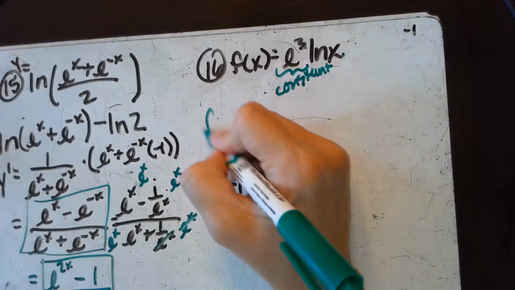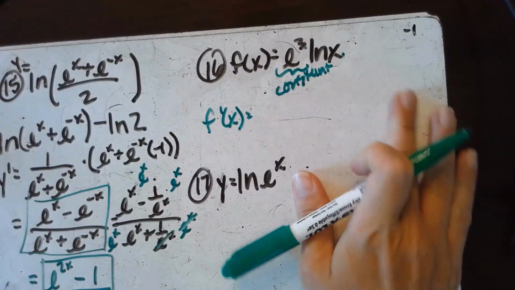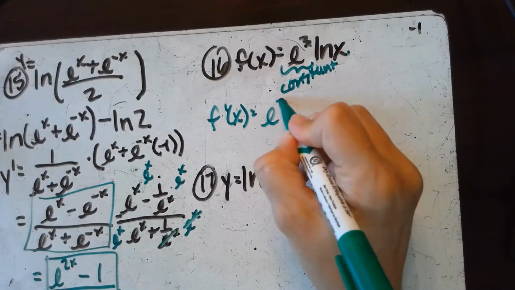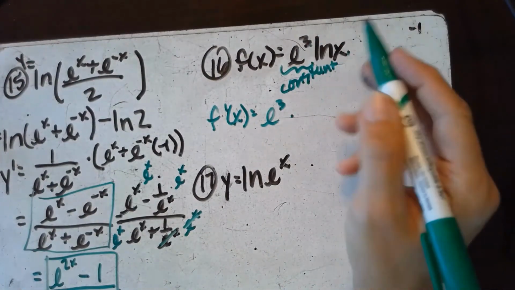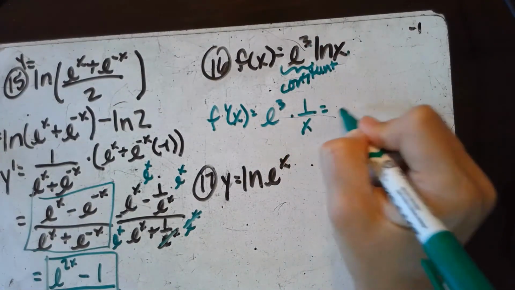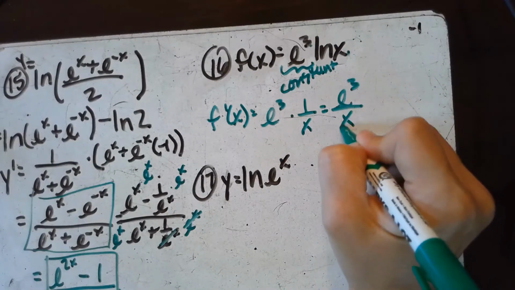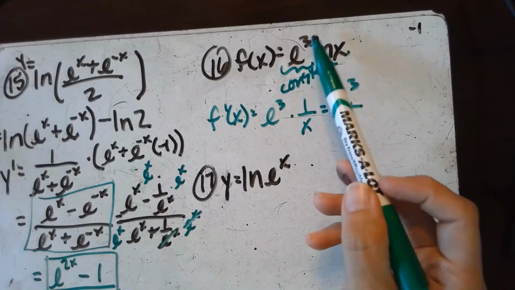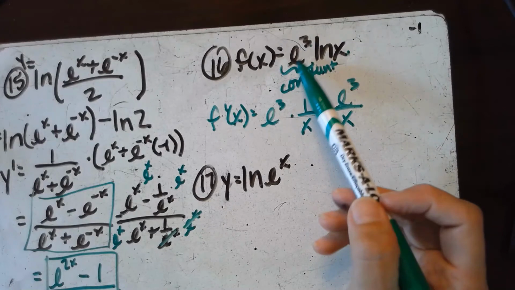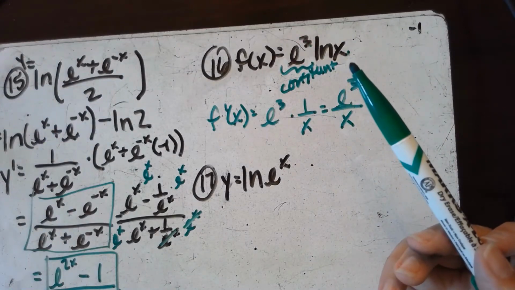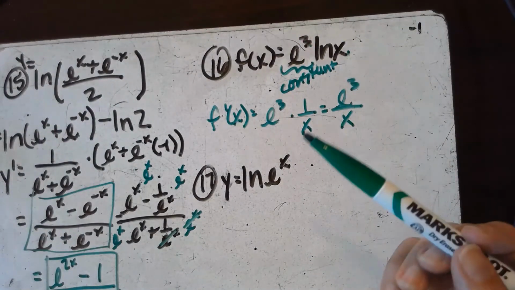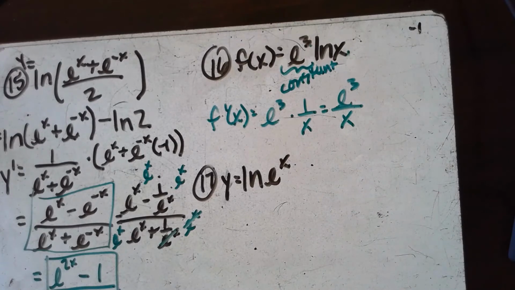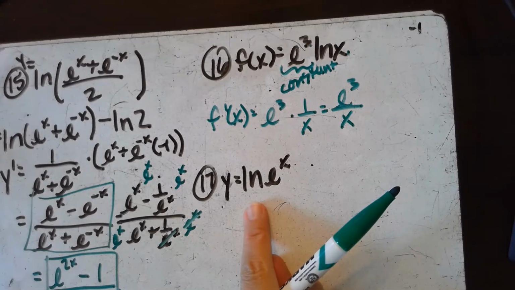Okay, so here, when I go find the derivative, really, I'm just multiplying e to the 3 times the derivative of ln of x. So it's e to the 3rd over x. Now, you can use product rule. Just realize the derivative of e to the 3rd is just 0, okay, because that's a constant. Now, if it would have had x with it, it would have been something else. Okay, let's go look at this right here.